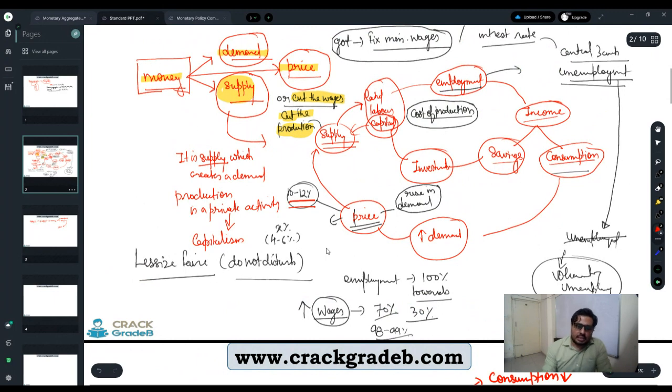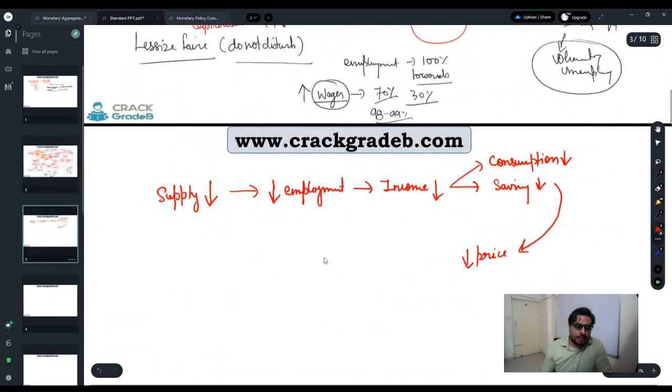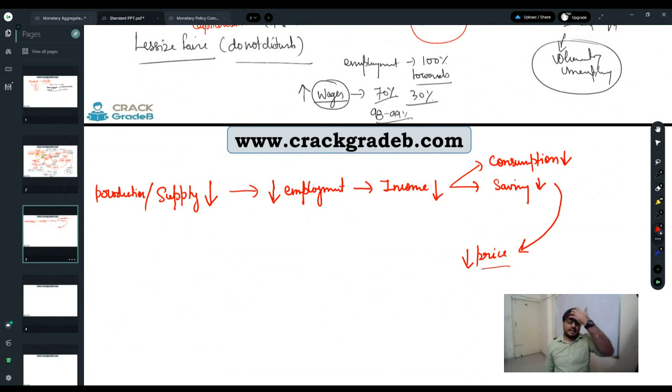Earlier, before this 100% employment situation, each and everything was increasing. Production was increasing, employment was increasing, income was increasing, consumption, saving, each and everything was increasing. But once the economy reached the threshold of 100% employment, the problem started. Production, employment, income, consumption, savings, and price decreased. So when the price decreases, demand generally increases.